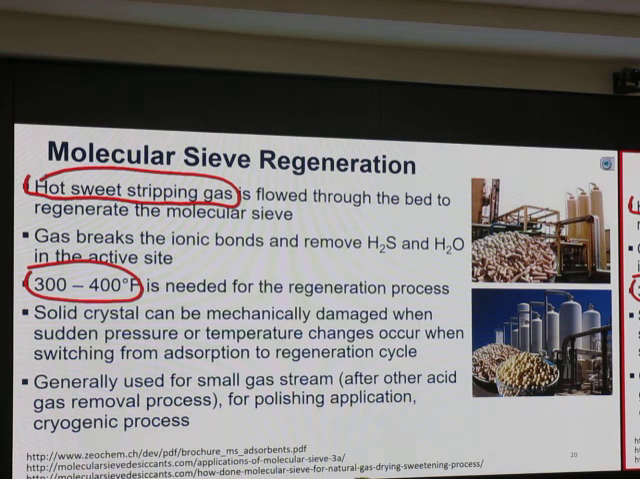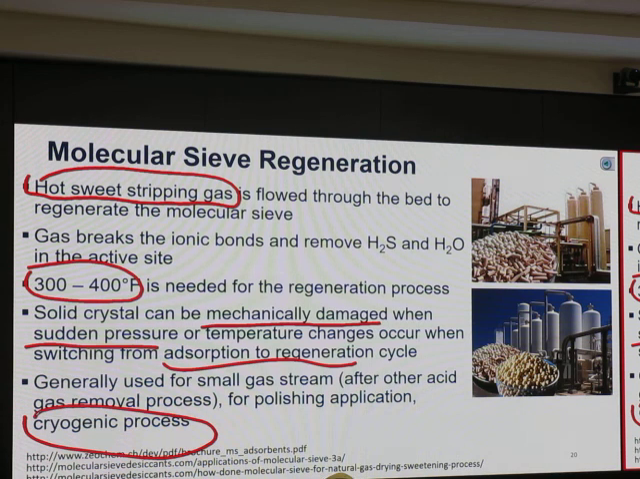When we use it, the solid crystal can be mechanically damaged by sudden pressure or temperature change. So when we regenerate it several times, we may have to change it. We use this method for small gas streams, not for a lot. It is used for cryogenic processes and polishing gas applications. When we have a lot coming in, we don't do this. But this is one of the methods to remove H2S.